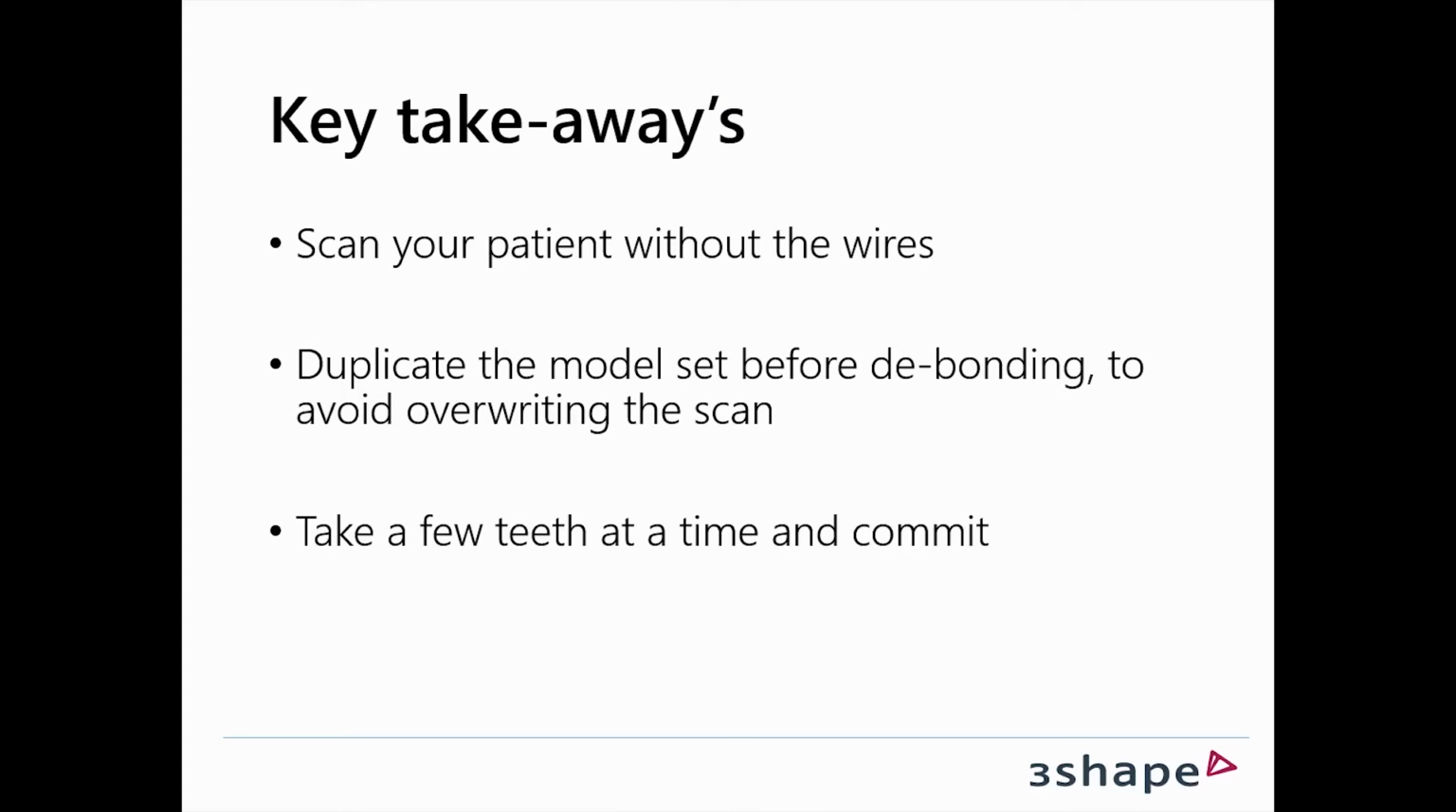Okay, so in conclusion, the key takeaways here are really that you should remember to scan your patient without the wires, as you've just seen. Remember to duplicate the model before debonding to avoid overwriting the scan. And actually, as was shown, just take a few teeth at a time and commit so that you don't undo all of your work in one go.